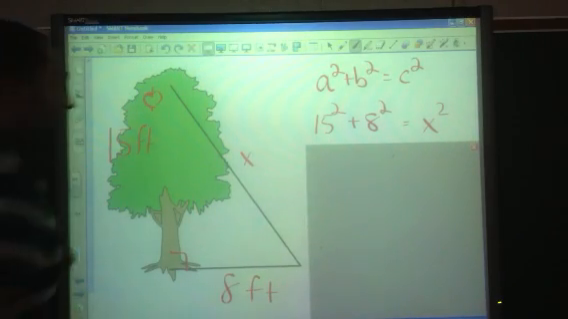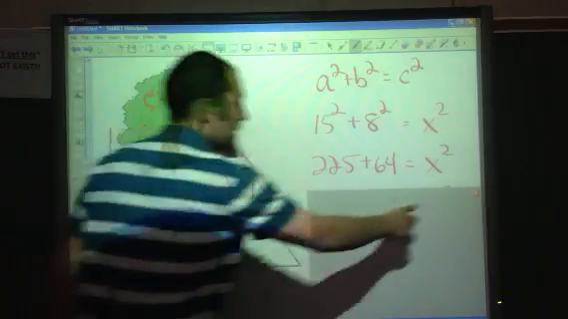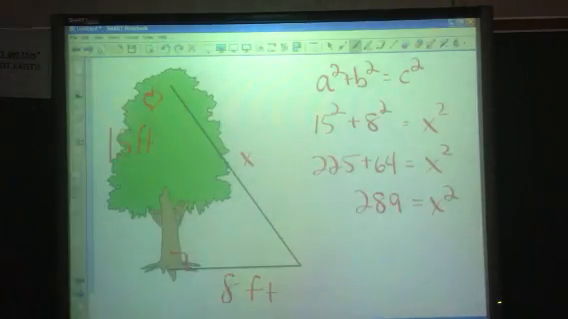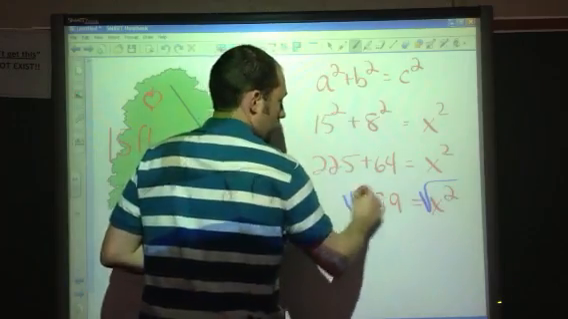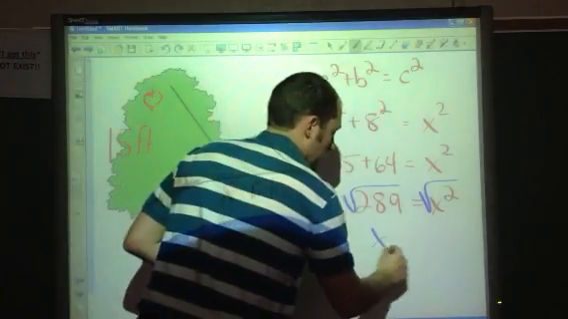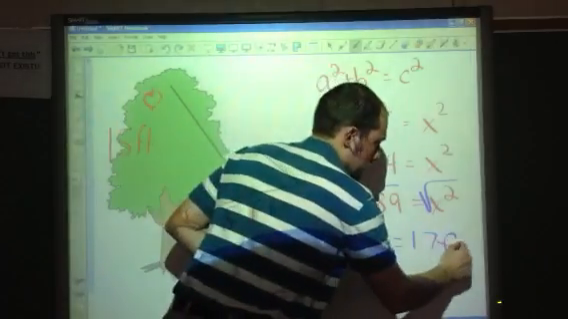Do a little simplifying. A little bit more here. We have 289 equals x squared. And you can go back if that's a little too quick for you and check out my math. And then how do you get x squared by itself? We just did this. Square root of both sides. You get x to equal 17. Label with feet.